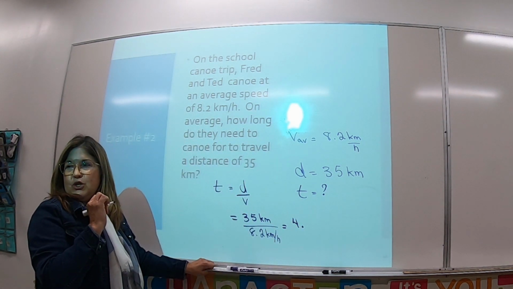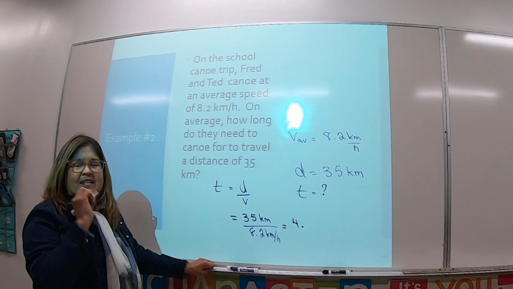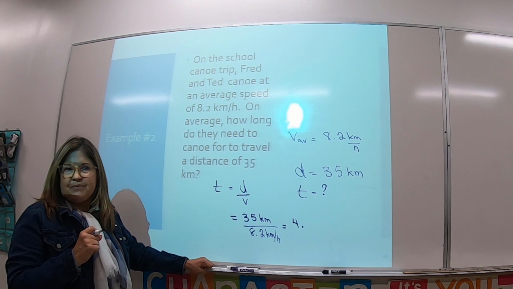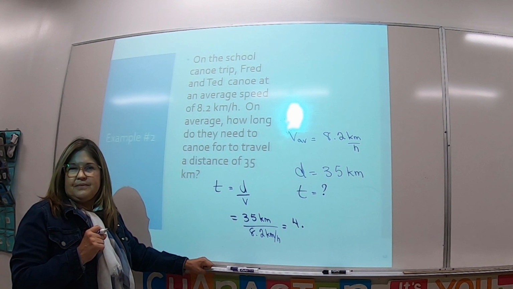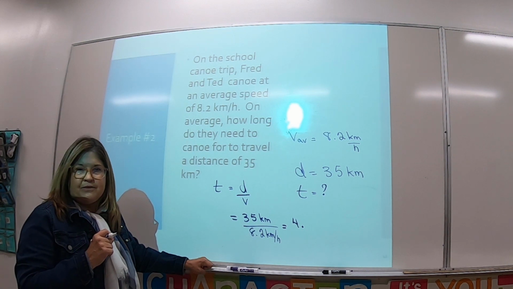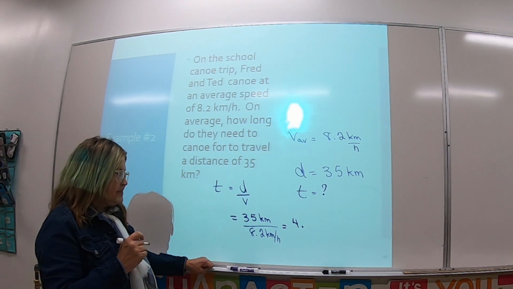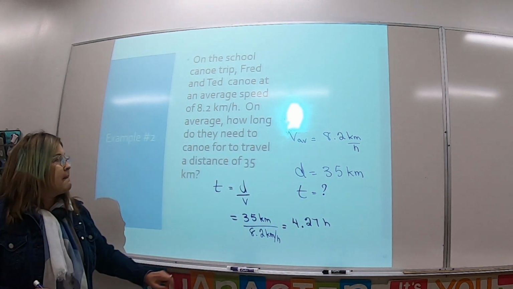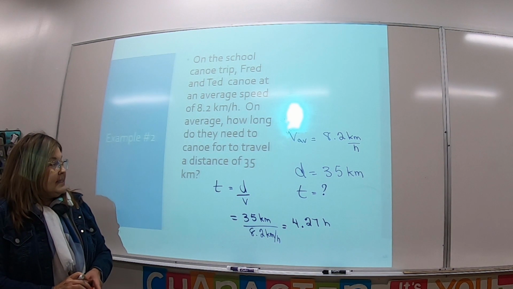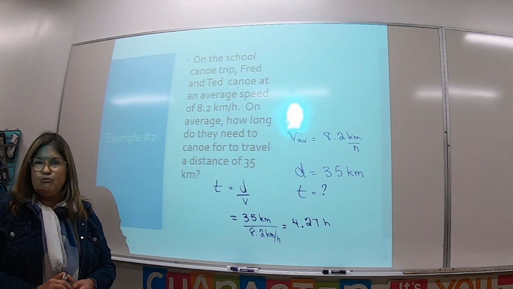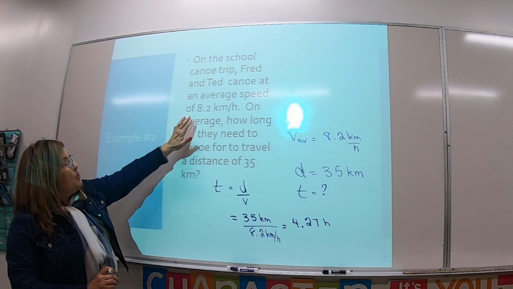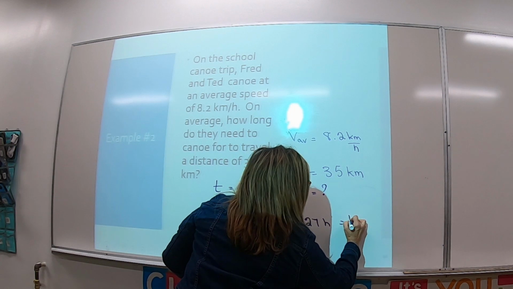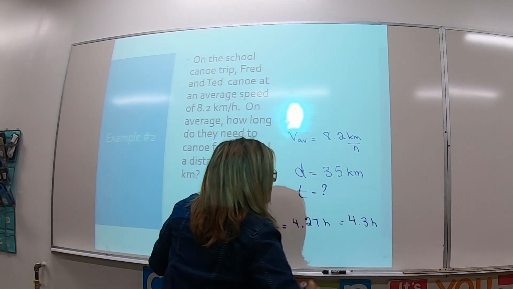Okay, try it again. We need to have the consensus here. 4.27? Okay, 4.27 hours. Well, do I have the correct number of sig figs there? No, I can only have 2 sig figs. So my answer is going to be 4.3 hours.